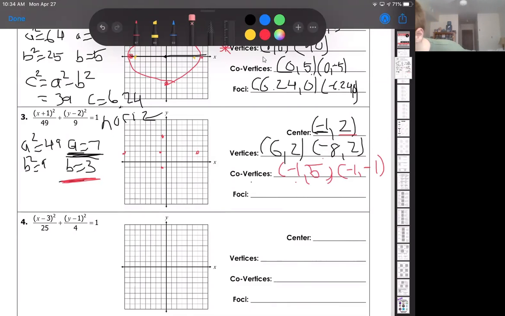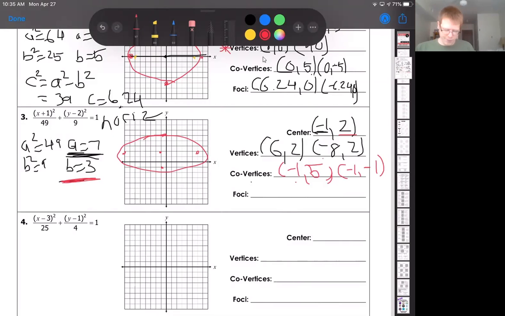But another way you could think about it is, once you plot your center, if your a value is 7, you go 7 to the right, 7 to the left of the original point. And if your b value is 3, you go up 3, down 3 from your center. So if it's harder to get these points algebraically, you could just look at it geometrically. You could plot your center, and then you could go up or down, left or right, based on what's your major or minor axis.